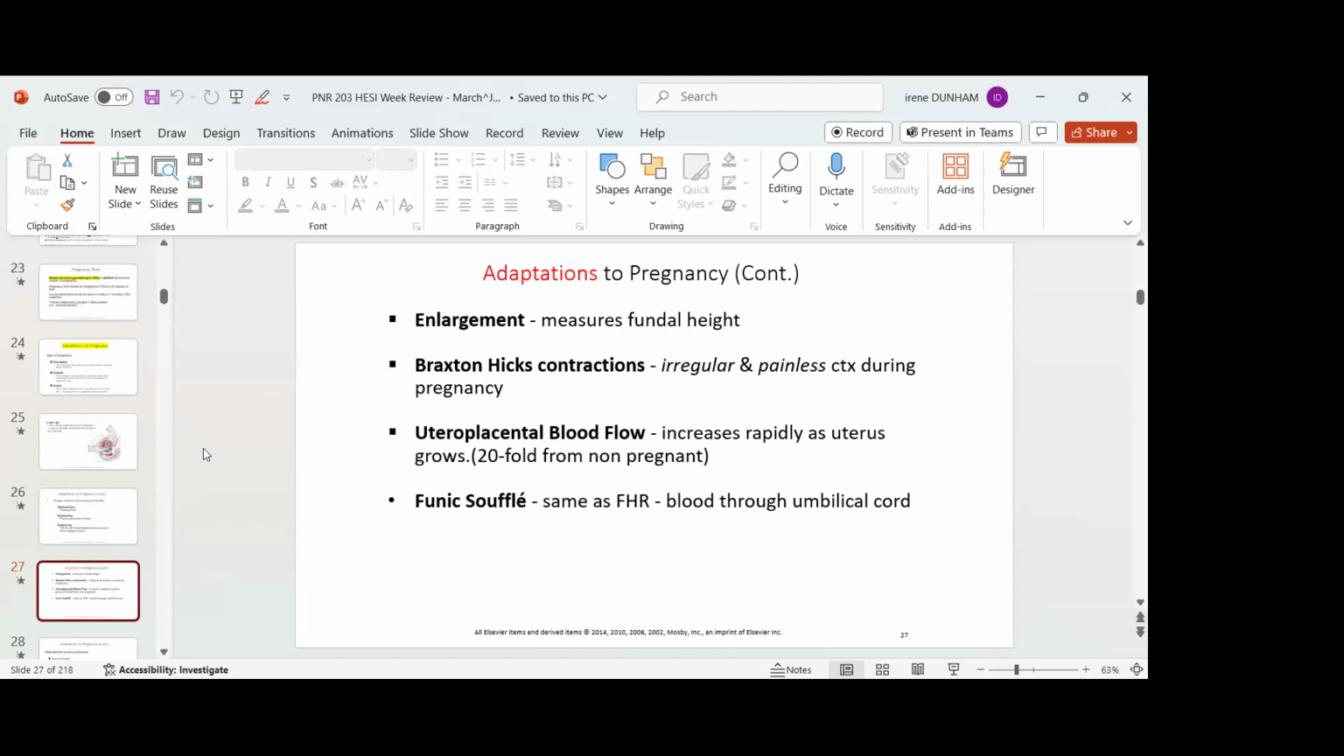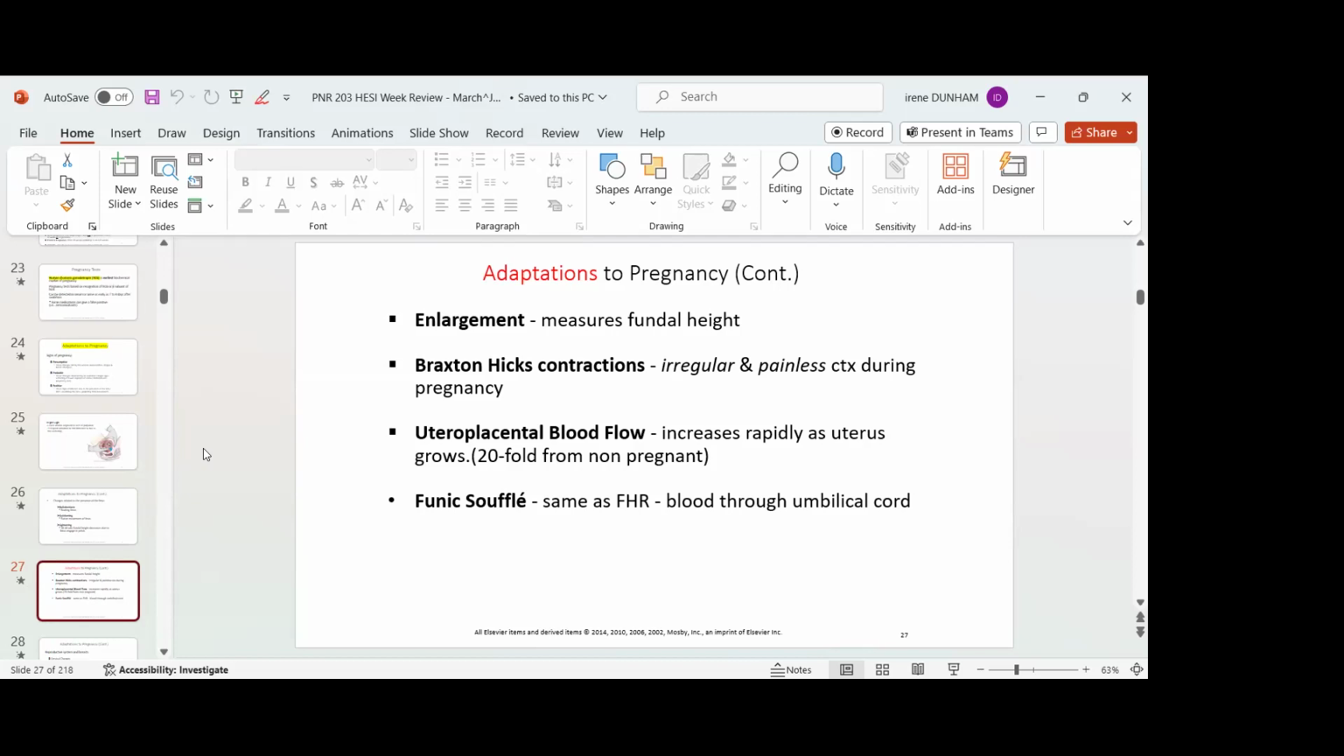Now, Braxton Hicks contractions are those irregular contractions that can be very annoying, especially when you get to term and you want to go into labor and you get all these irregular contractions. They're painless contractions during pregnancy. They make your patient tired, but she's not having any cervical changes. There's no dilation, there's no effacement. They're called Braxton Hicks.